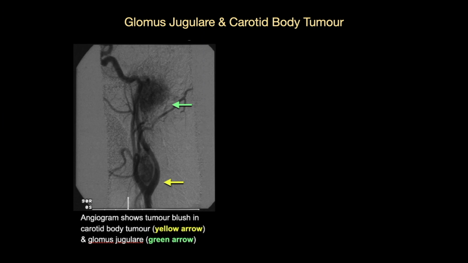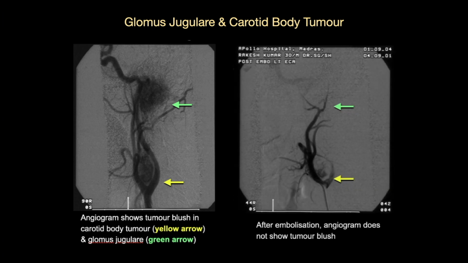The first picture shows pooling of blood in the tumor. The second picture is taken after embolization and shows no pooling of blood in the tumor. Following are scans taken before and after surgery showing complete removal of the tumor.